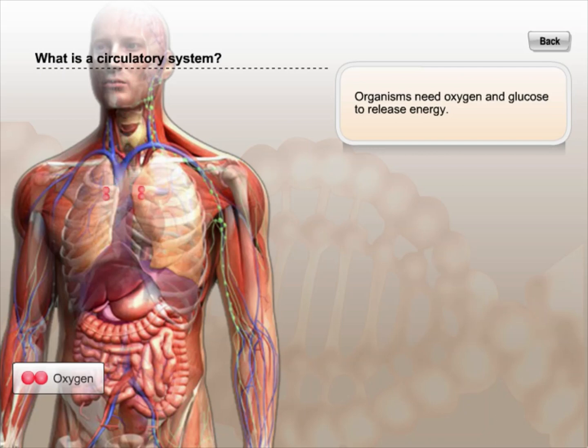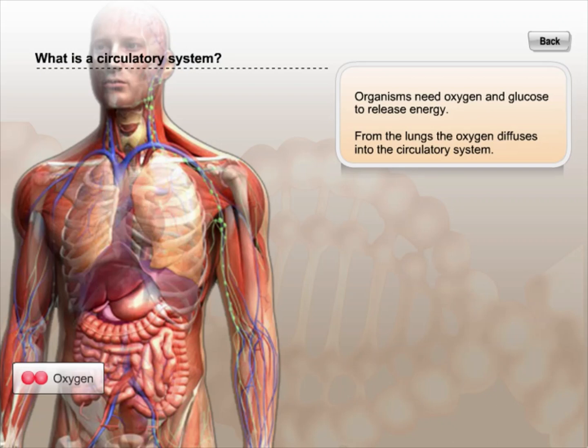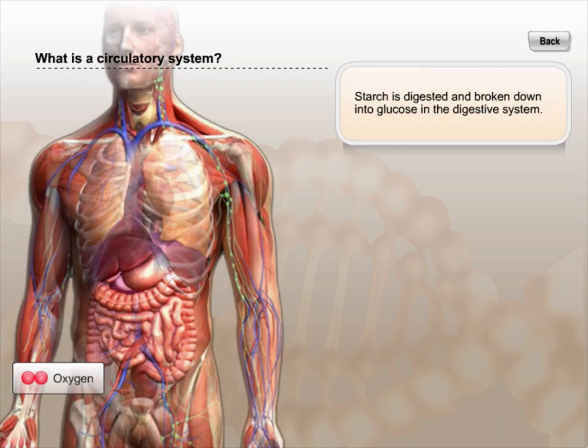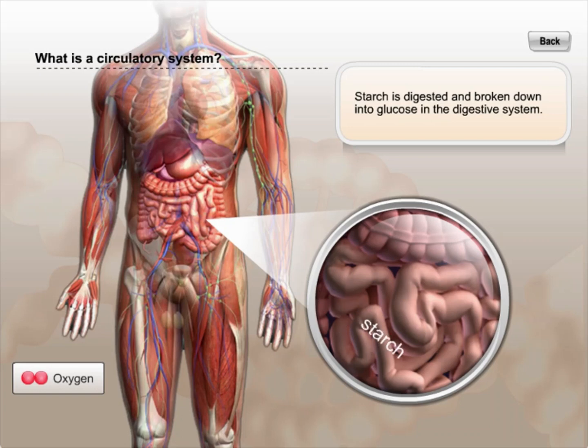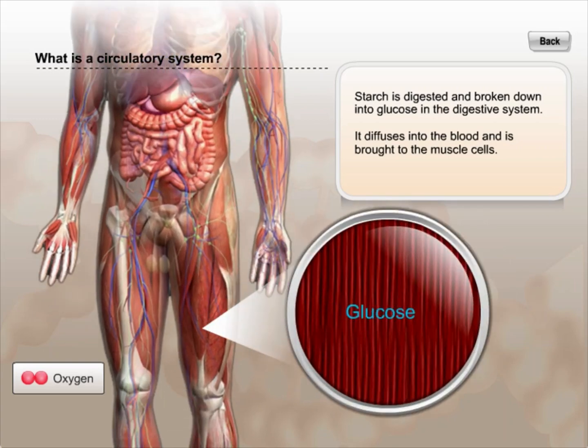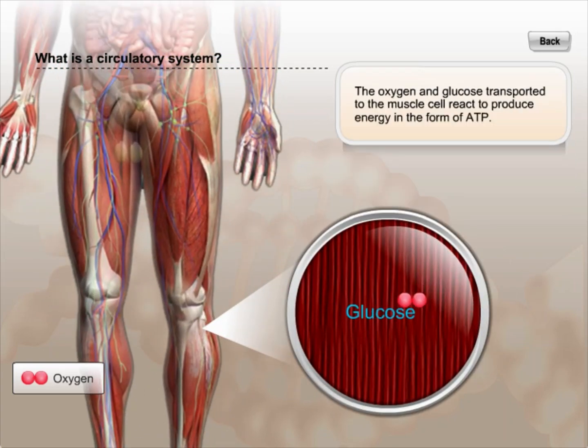Organisms need oxygen and glucose to release energy. From the lungs, the oxygen diffuses into the circulatory system. The oxygen is brought to the cells by blood and taken in. Starch is digested and broken down into glucose in the digestive system. It diffuses into the blood and is brought to the muscle cells. The oxygen and glucose transported to the muscle cells react to produce energy in the form of ATP.